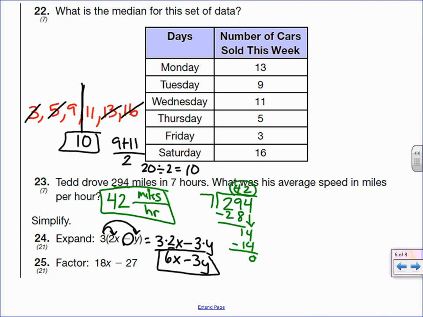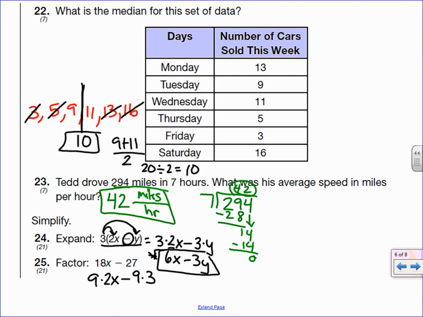In 25, when we're factoring, it's like we're starting with this, and we're trying to get back to this. So we look at 18 and 27, and we say, what's the biggest common factor that those two numbers have? And they're both multiples of 9, so they both can have a 9 in them. So to get 18 with 9, it would be 9 times 2x. And to get 27, it would be 9 times 3.